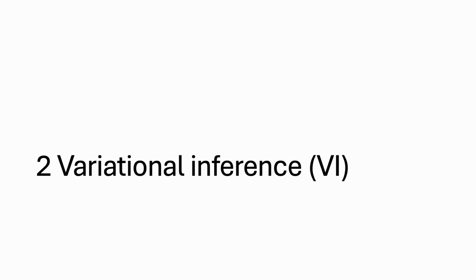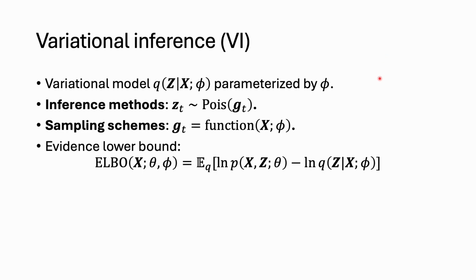The commonly used way of solving POGLM is variational inference. In variational inference, we need another variational model denoted by Q(Z given X), parameterized by phi. Similar to the generative process, it uses an encoder function to compute the variational hidden firing rates from input X, and then samples the hidden spikes from the Poisson distribution. We call them inference methods and sampling schemes. Then, in variational inference, we have this evidence lower bound.